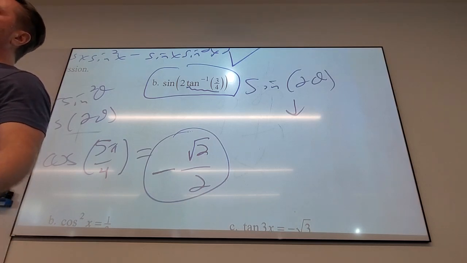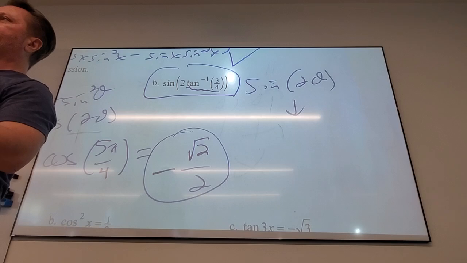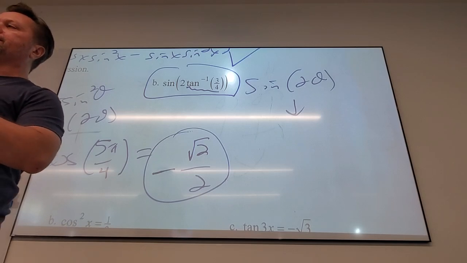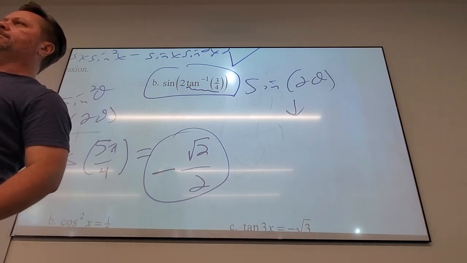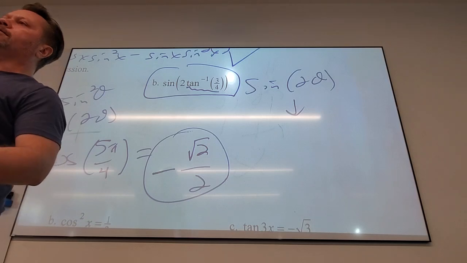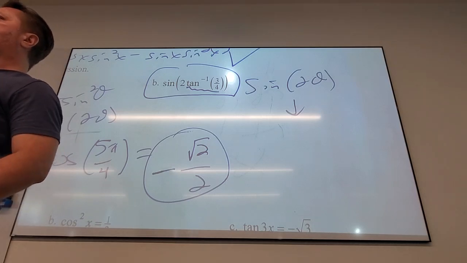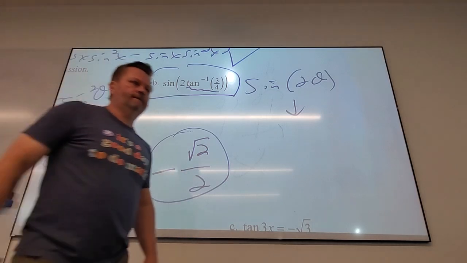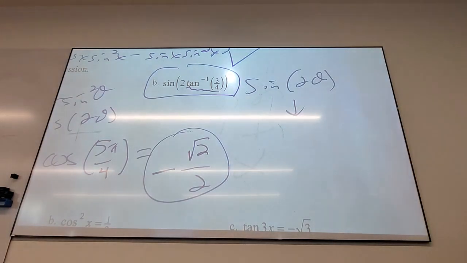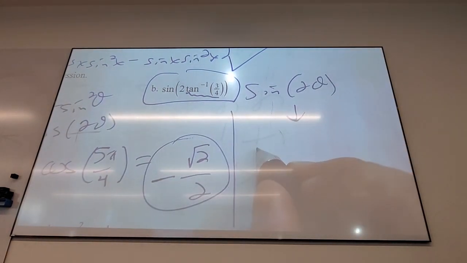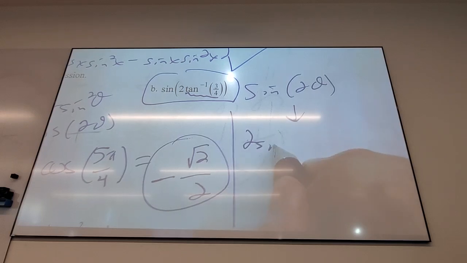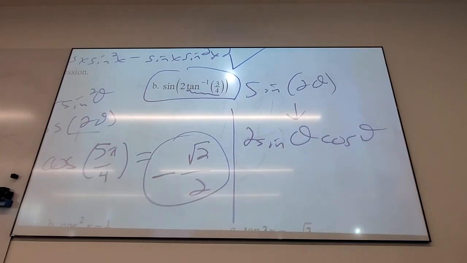But there's a couple things I could do first. And it looks like I started going down this route, which is fine. Everybody see how it's the sine of twice some angle? Yes? Do we have an identity for that? What's the identity for that? 2 sine theta cosine theta.